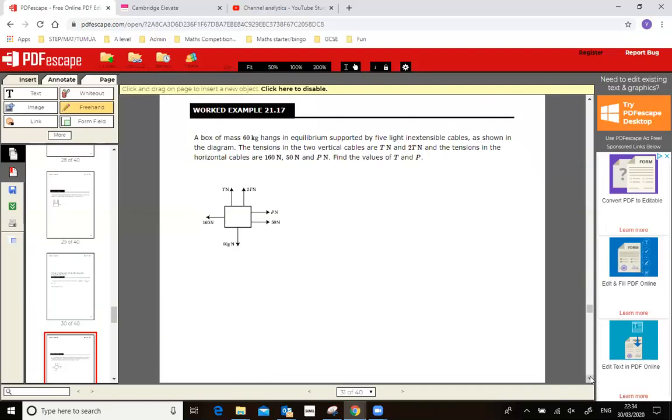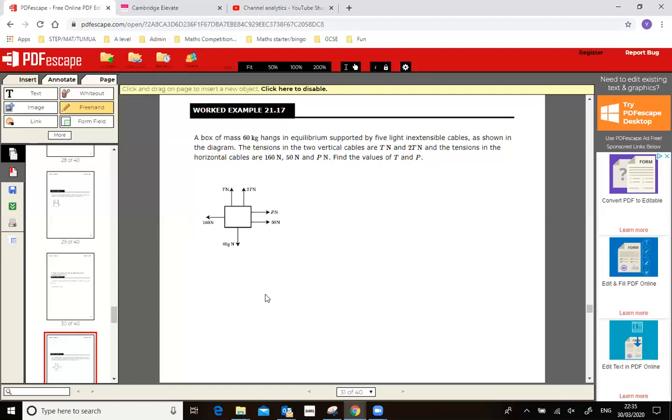A box of mass 60 kg is in equilibrium, supported by 5 light inextensible cables as shown in the diagram. The tensions in the 2 vertical cables are T and 2T Newtons, as you can see from the diagram, and the tensions in the horizontal cables are 160 Newtons, 50 Newtons, and P Newtons. Find the values of P and T. Now, I can see that the diagram is quite small, so if you struggle to read the numbers on the diagram, please refer back to the PDF document I sent to you in your email.